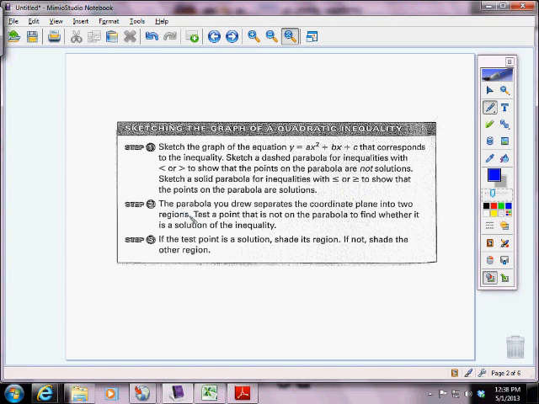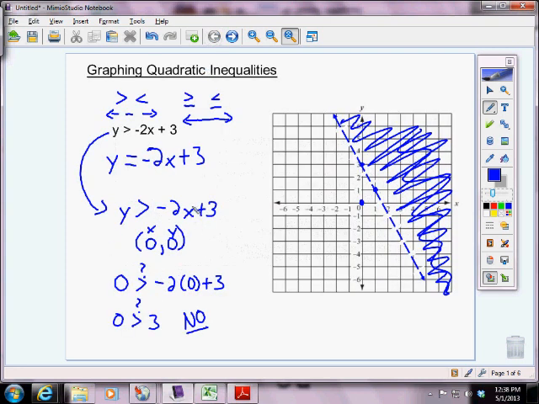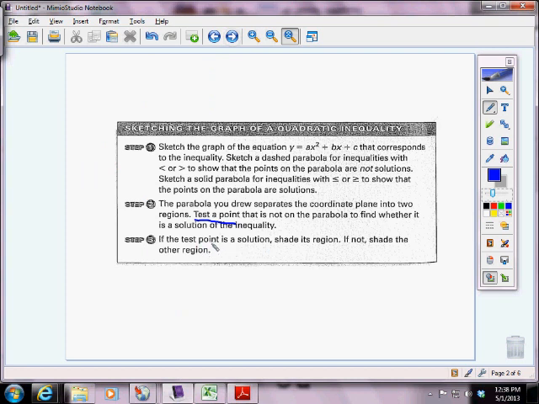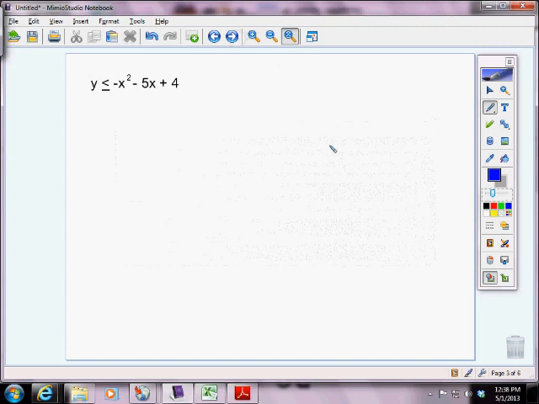After you sketch the parabola, then you test a point. That's what we did right here. We tested 0, 0. And you always like to use 0, 0 even for quadratics unless 0, 0 lies on your parabola. And then you shade one side or the other, and that's what step 3 means. So let's look at an example.